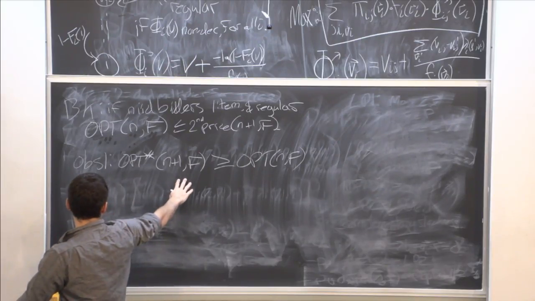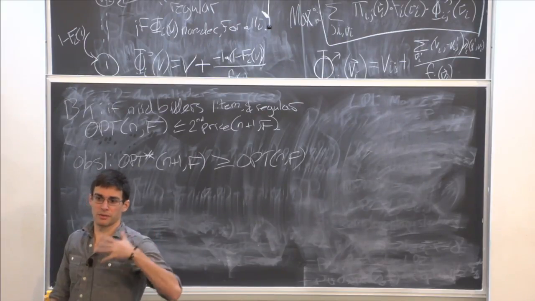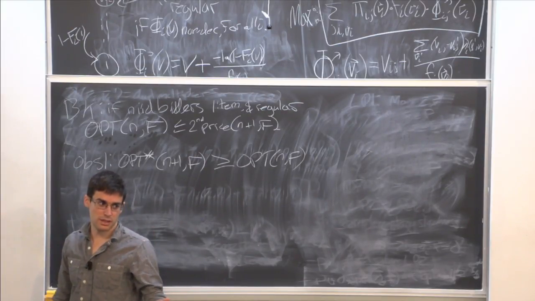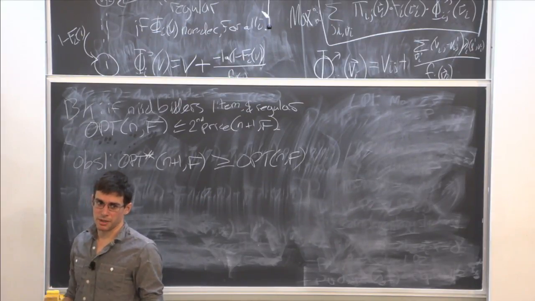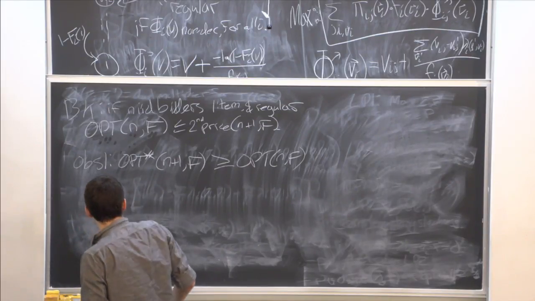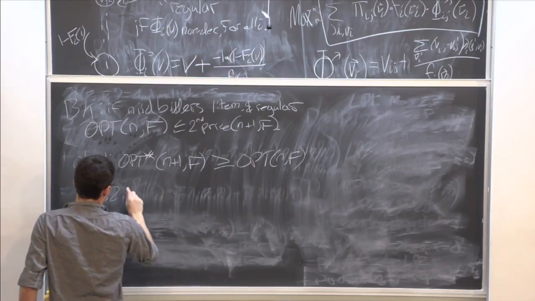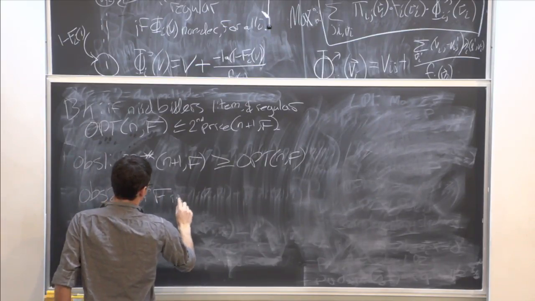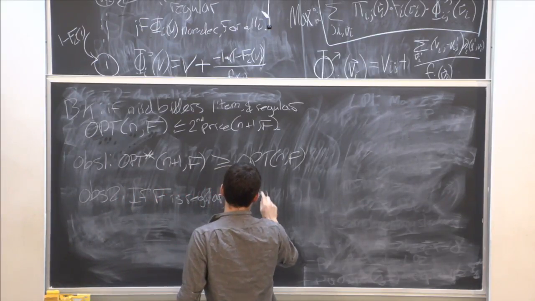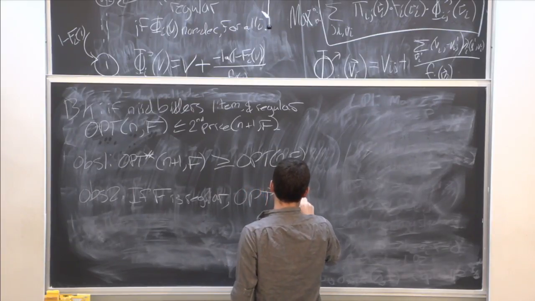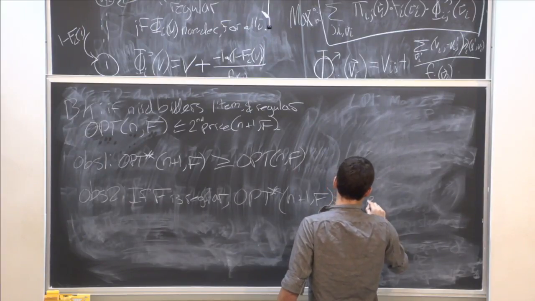Okay, so why is this obvious? Because take any mechanism that you would use for opt, and whenever it doesn't award the item, just give it for free to the n plus first bidder. And you get exactly the same revenue as before, but maybe there's something better you can do. Now the second observation is just if f is regular, then opt star of n plus 1 f equals second price.